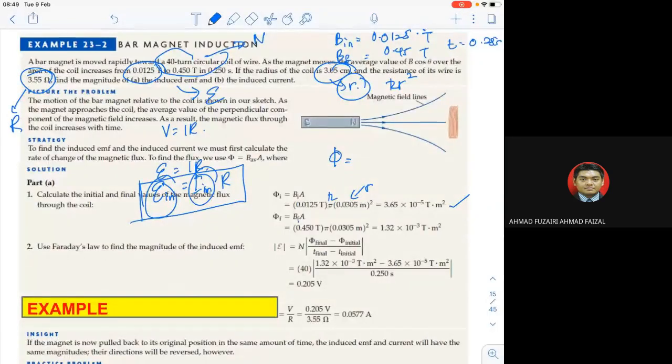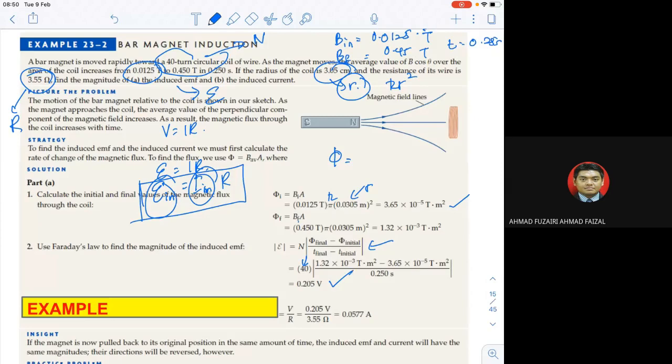And then you bring this into the equation: EMF equals N delta phi over delta T. It is a 40-turn coil, so remember to put 40 at N. Then 1.32 × 10^-3 Tesla meter squared minus 3.65 × 10^-5 Tesla meter squared, divided by 0.250 seconds, times 40, then you can get 0.205.